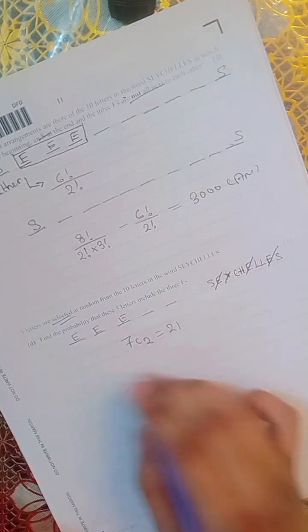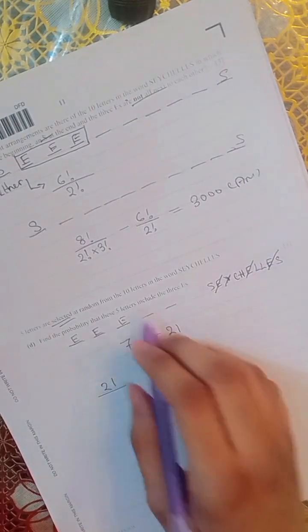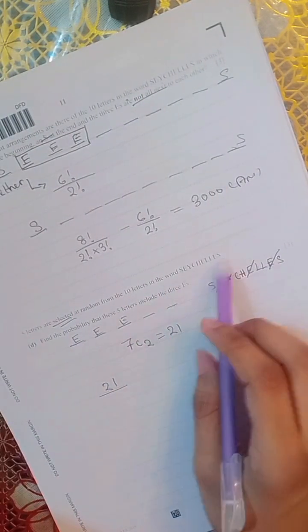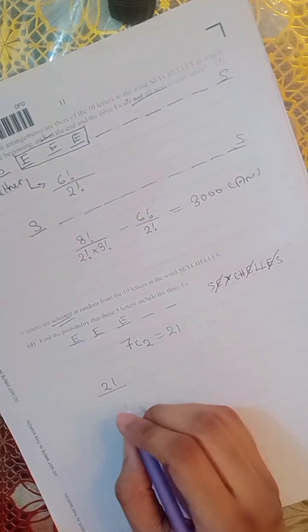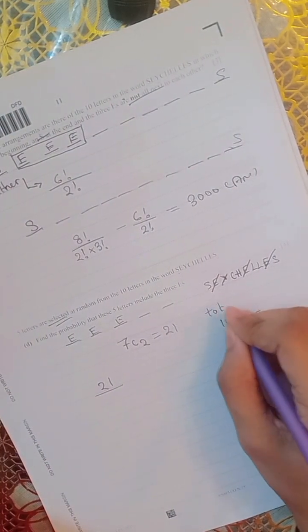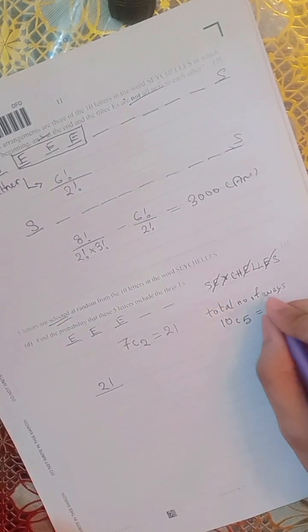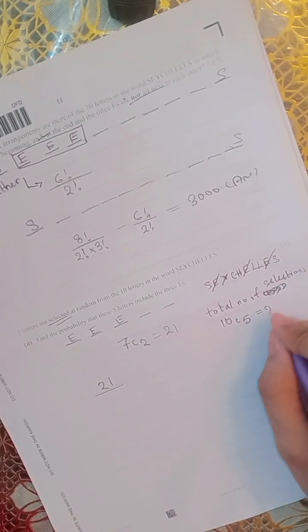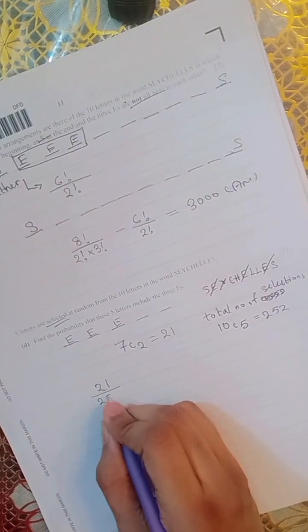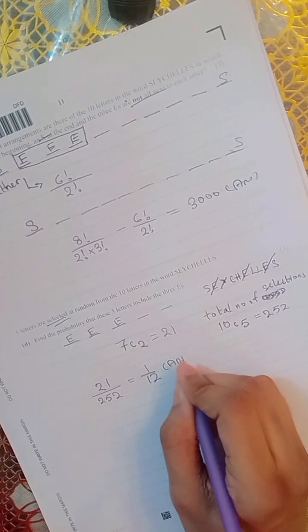Now this includes the 3 E's. Okay. And now this says probability. So this is divided by the total number of chances. There are 10 letters, 5 can be here. So 10C5 is the total number of ways it's going to be done, the total number of selections actually, which we get as 252. So the probability is this divided by this, which we get as 1 by 12, which is the answer.